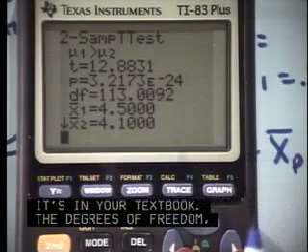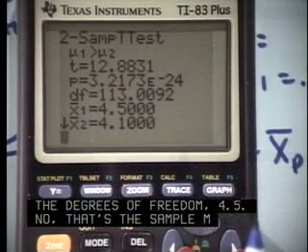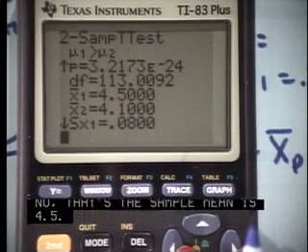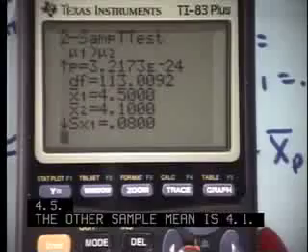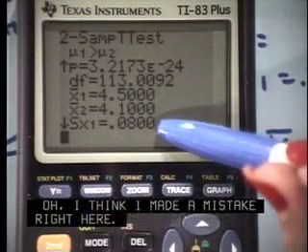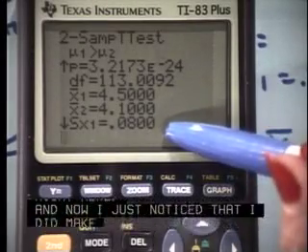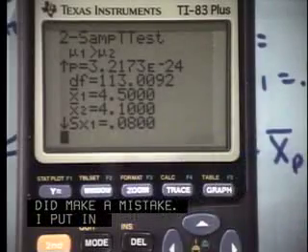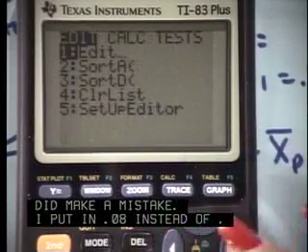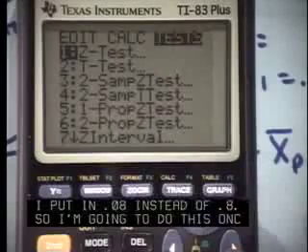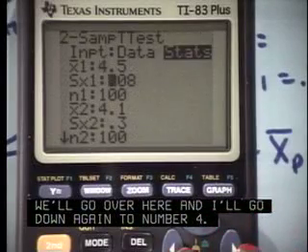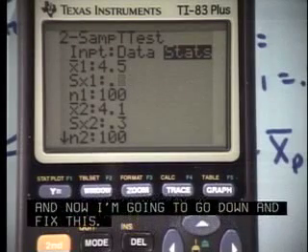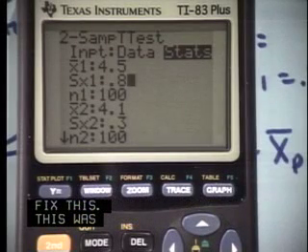The sample mean is 4.5. The other sample mean is 4.1. Oh, I think I made a mistake right here. And now I just noticed that I did make a mistake. I put in 0.08 instead of 0.8. So I'm going to do this once more. We'll go over here, and I'll go down again to number 4. And now I'm going to go down and fix this. This was 0.8. Hopefully you did it correct.